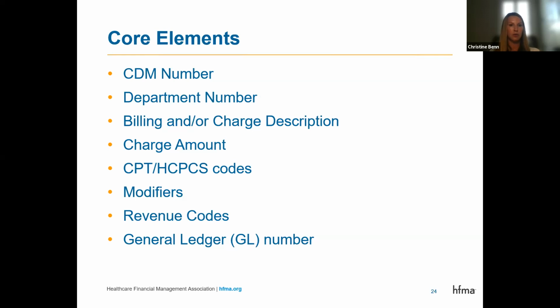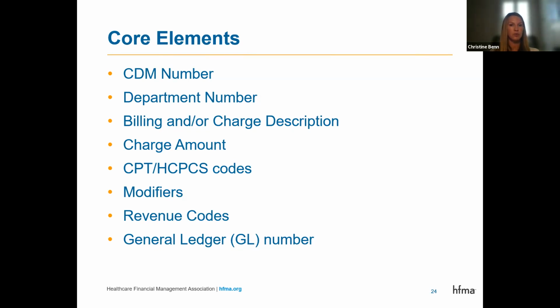Modifiers are also an important component. They are a 2-digit alpha or numeric character that can be appended to a CPT or HCPCS code to provide additional information about that code. An example of a modifier is 22, which is increased procedural service. According to the CPT descriptor, when the service provided exceeds the normal ranges of complexity, length, risk, and difficulty, basically, it's more complex than normal, the modifier 22 should be added to the procedure code.